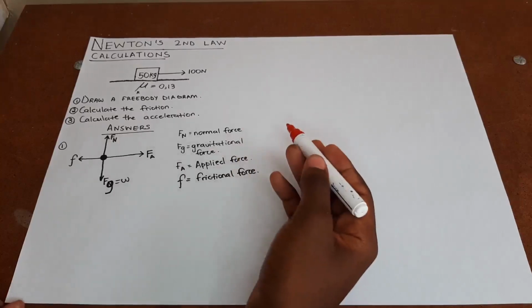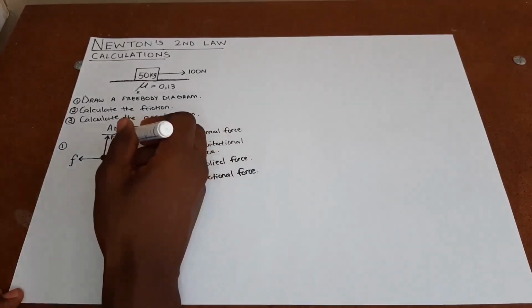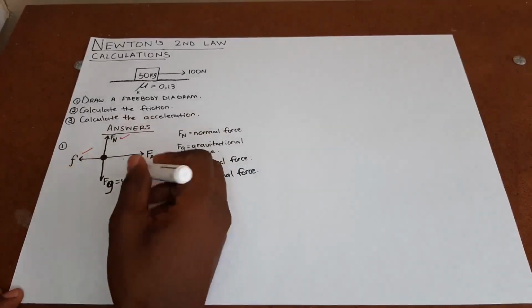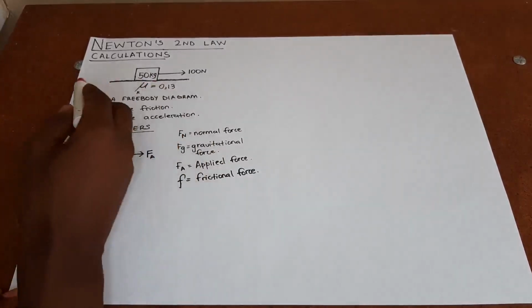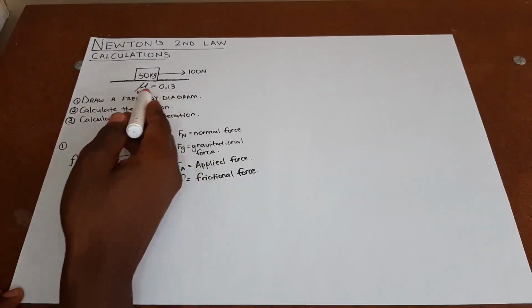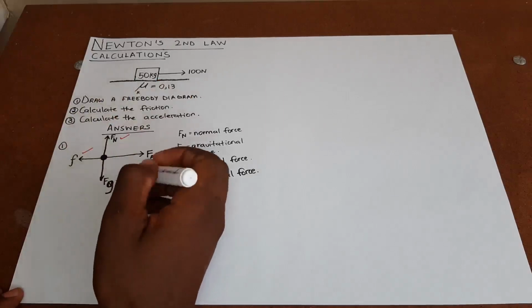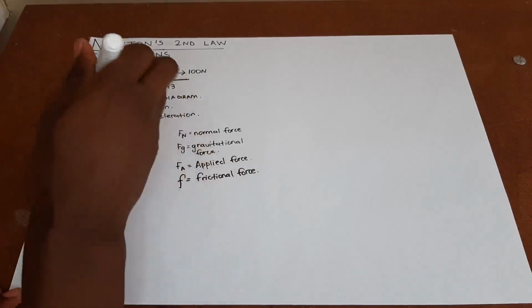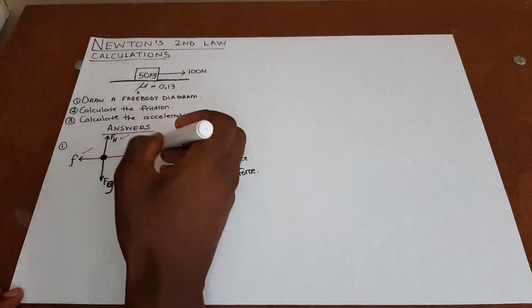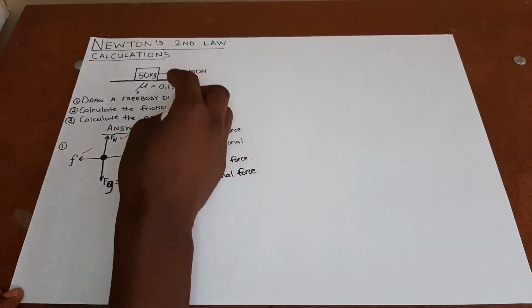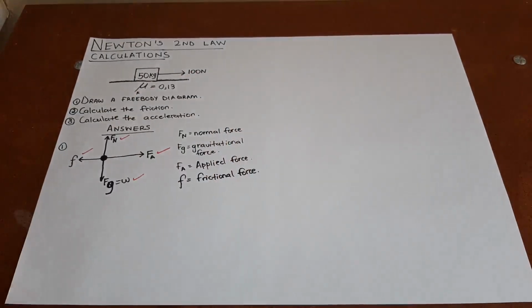So the normal force is there, and the frictional force, because the ground has friction, as you can see. The gravitational force acts on the block, which is on the ground, and the applied force, as you can see, is 100 newtons. That's how it goes.